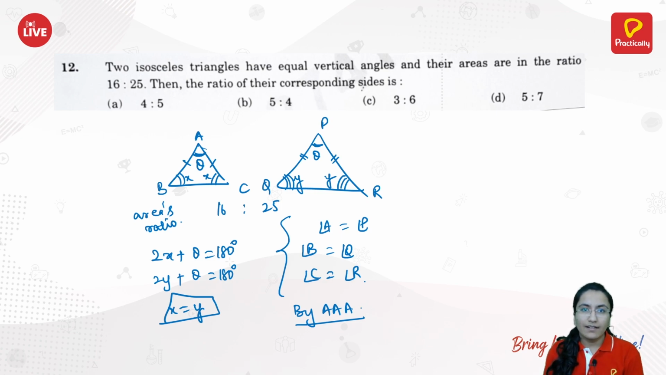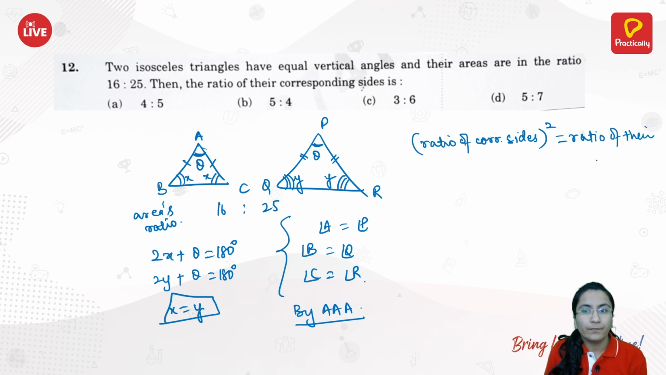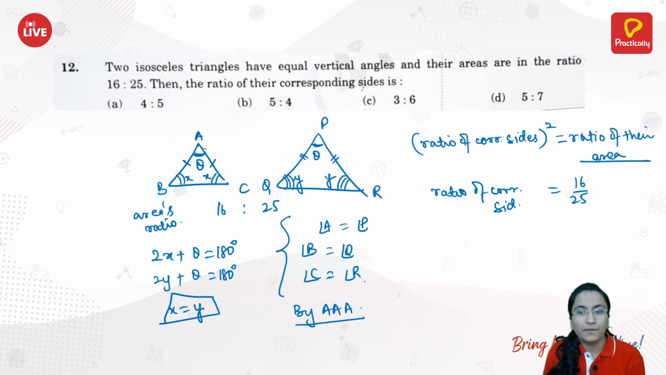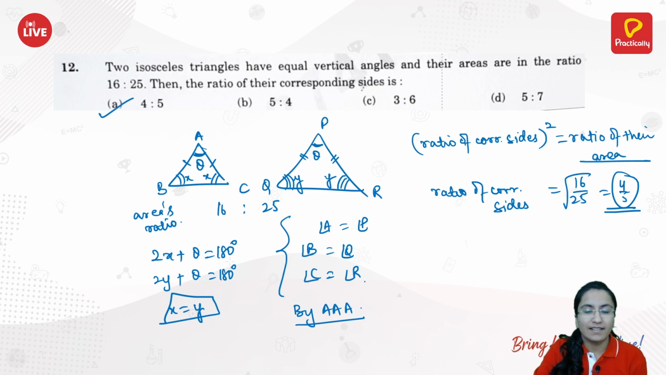So if both the triangles are similar, then the ratio of their corresponding sides squared is the same as the ratio of their areas, right? We know the ratio of their areas, which is 16 by 25. We need the ratio of corresponding sides. The ratio of corresponding sides is the square root of this, which is 4 by 5, right? We are measuring the distance, so that's why we take the positive square root only. So 4 by 5 we have, which means a 4:5 ratio. So option A is the correct answer.